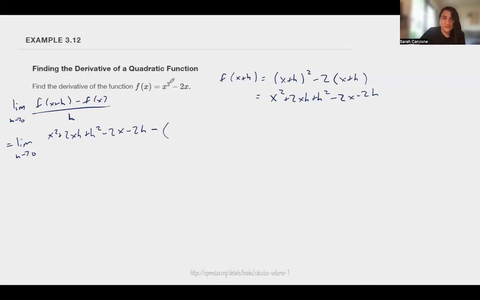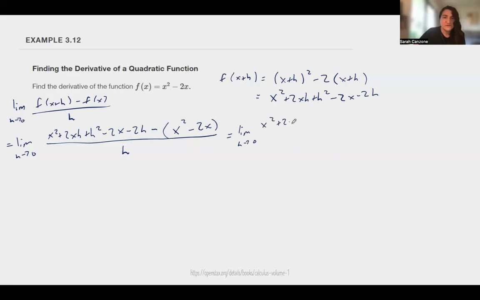Because if you just subtract the first term, we are missing a negative in the second term. So we subtract the whole thing, minus all of f of x, which is x squared minus 2x, all over h. But now we have to go ahead and simplify that. So let's do that before we go ahead and cancel anything out.